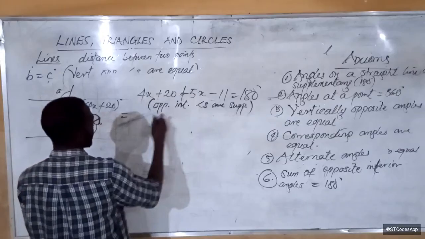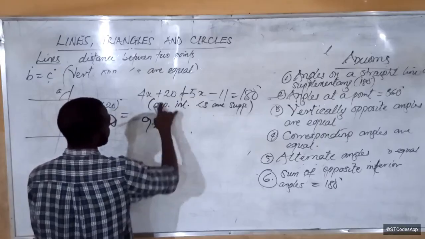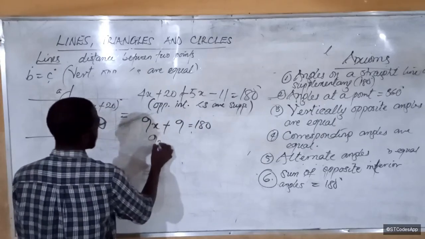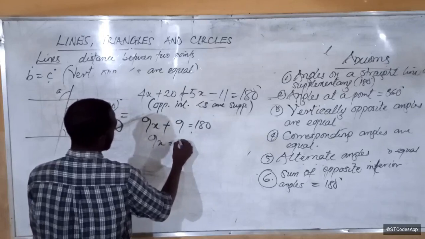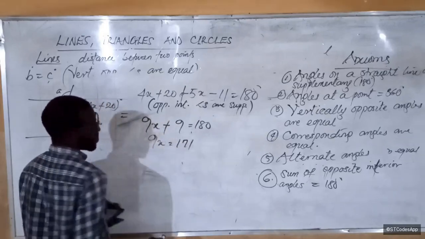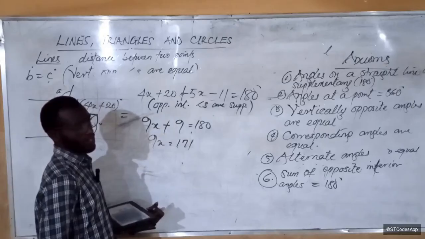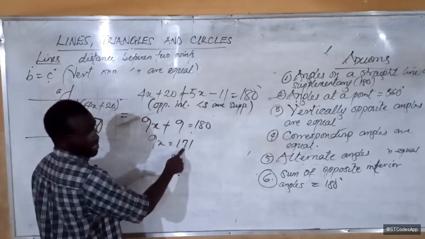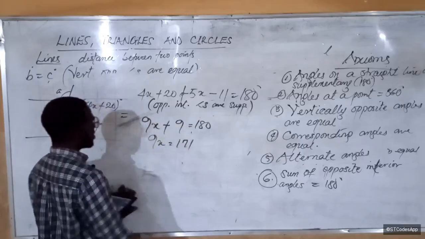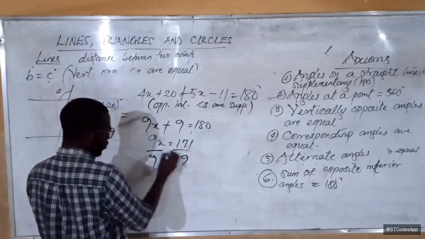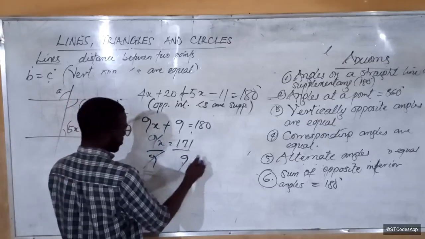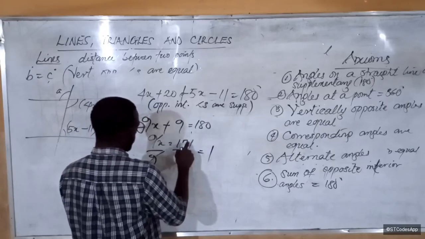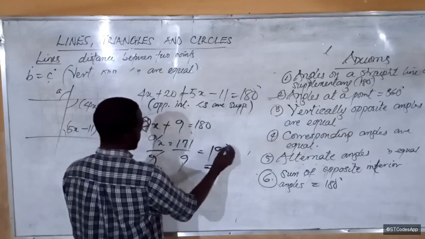All right, so 4x plus 5x is 9x, plus 20 minus 11, 9, is equal to 180. So 9x is equal to 180 minus 9, 171. Can 9 divide? Do you remember the rule? If the digits add up to 9, 9 can divide. So 1 plus 7 is 8, 8 plus 1 is 9. So 9 can divide. Do you understand what I did? So 171 divided by 9 is 19. So the answer is 19 degrees.